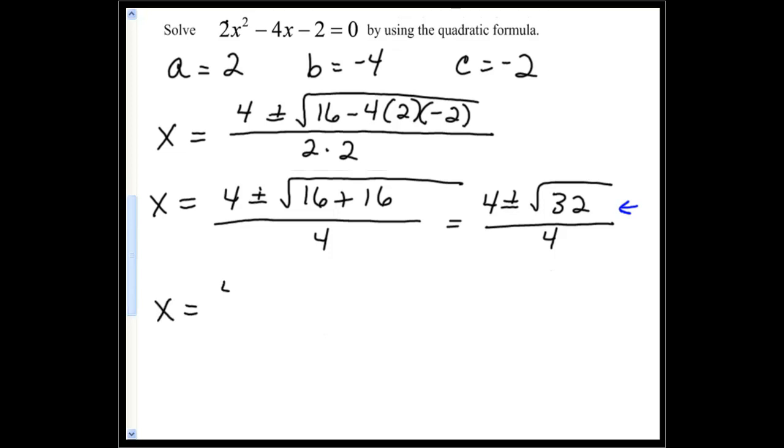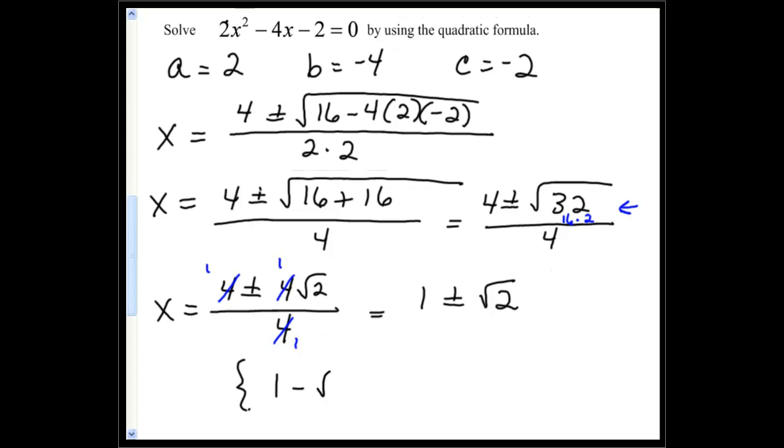Continuing to simplify, 4 plus or minus, all right, 32 is 16 times 2, if we're going to simplify this radical. So we'll have 4 radical 2 over 4. Further simplifying here, 4 goes into itself once, 4 goes into itself once. So we're left with 1 plus or minus radical 2. So our solutions are 1 minus radical 2, 1 plus radical 2. Here are our 2 irrational solutions, which are conjugates of each other.